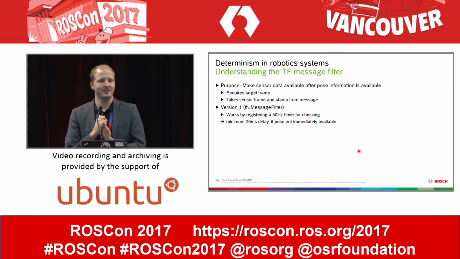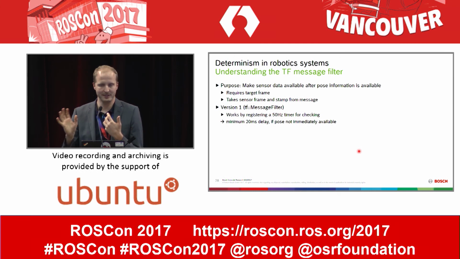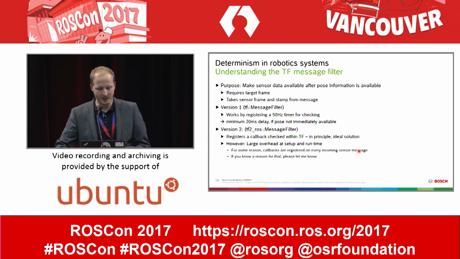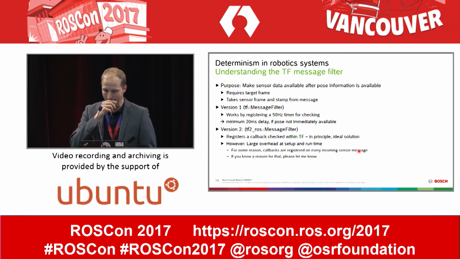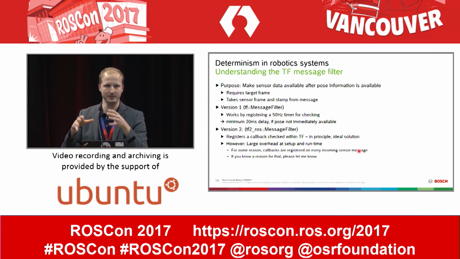So what it does is, it registers a new timer, and then every 20 milliseconds, it checks whether the target frame and sensor frame to target frame transformation is available. So this will incur a delay. Just saying it. 20 milliseconds is not too bad, but there is a delay. That's why in version 2 of the message filter, it uses a different approach. It registers a callback with TF. TF version 2 supports that.